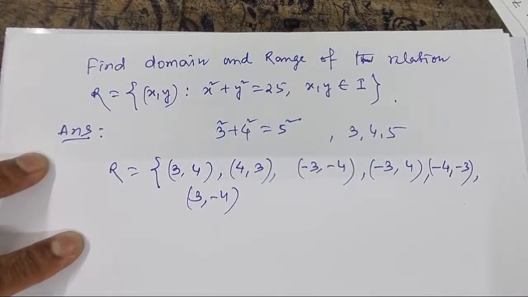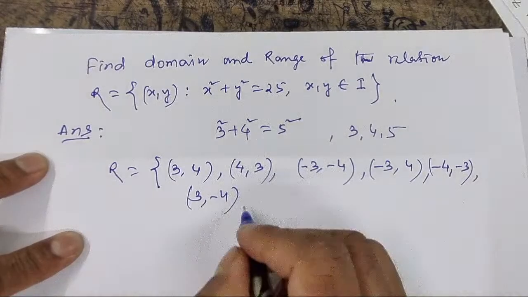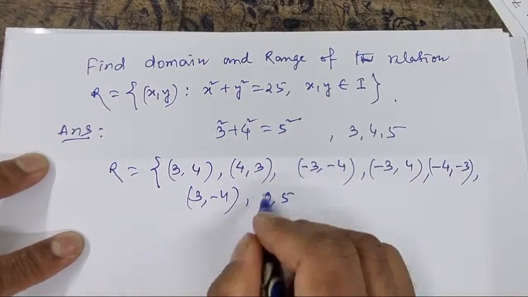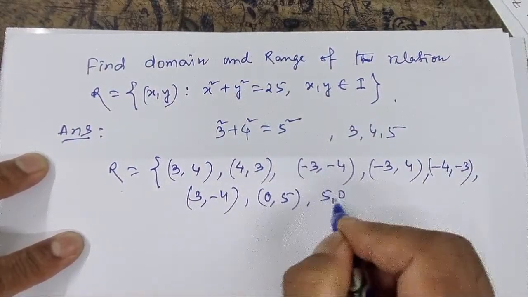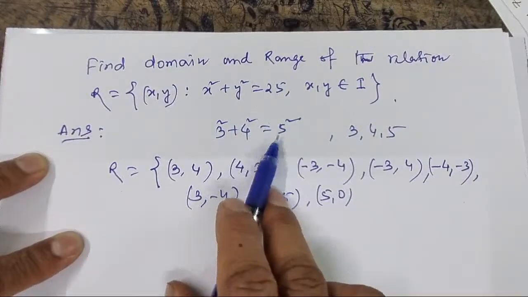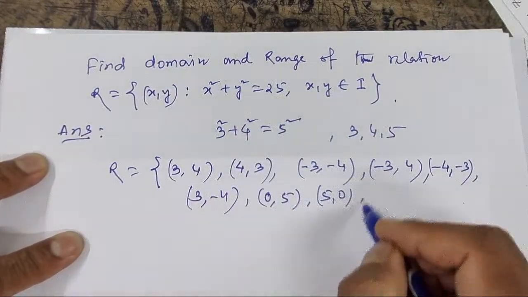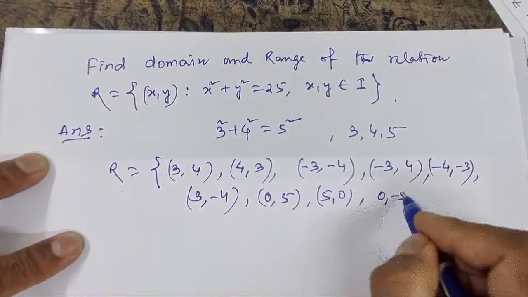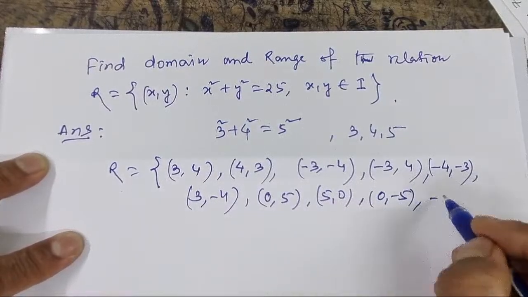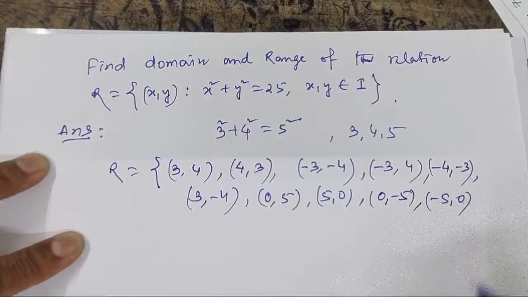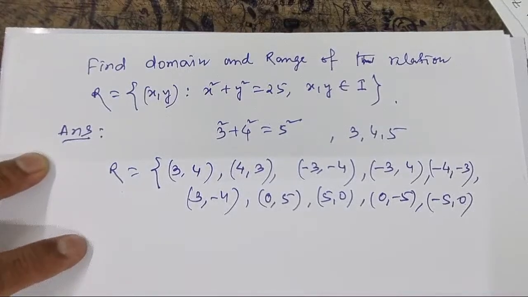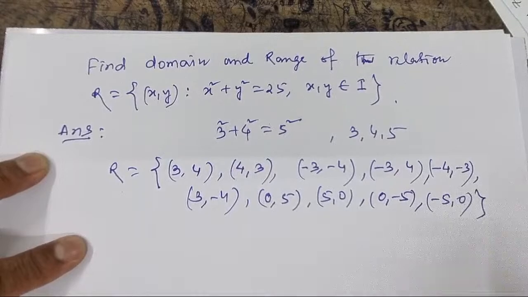Can I take any other values? Can you please tell me? Here x and y come from integers. Tell me, can I take (0, 5) and (5, 0) or not? Because 5 square plus 0 square also equals 25. Yes, very much. We can take (0, -5) also. You can take (-5, 0) also, right? Now you got the whole answer.